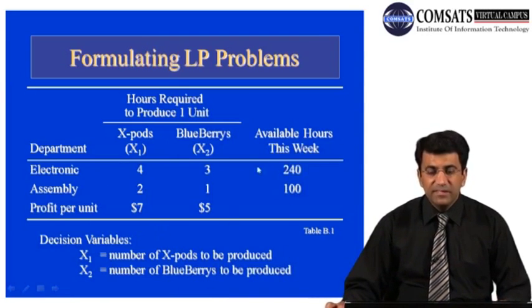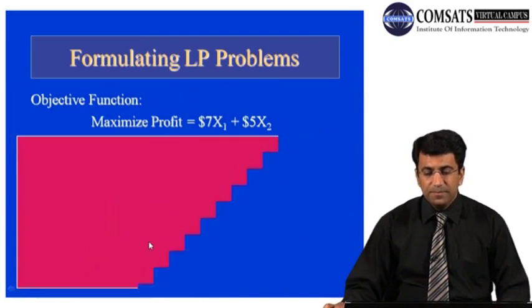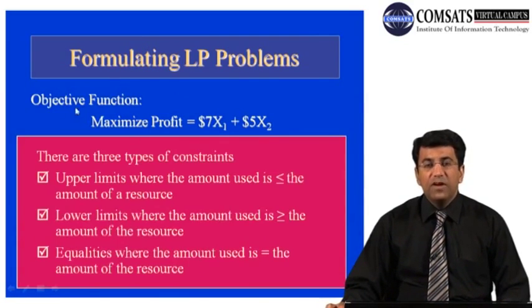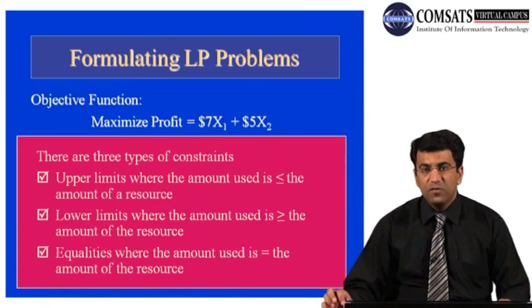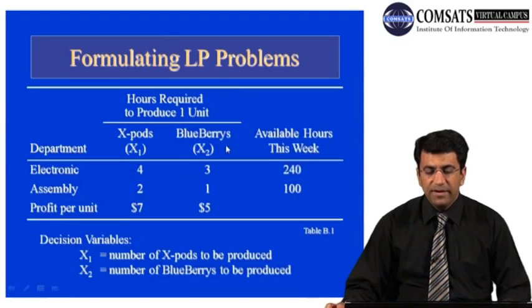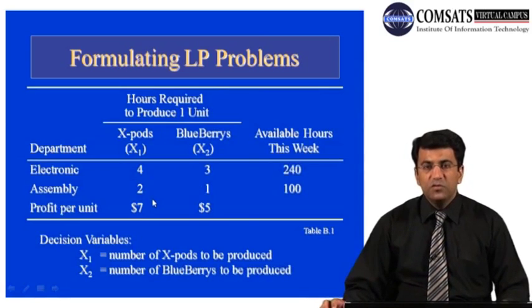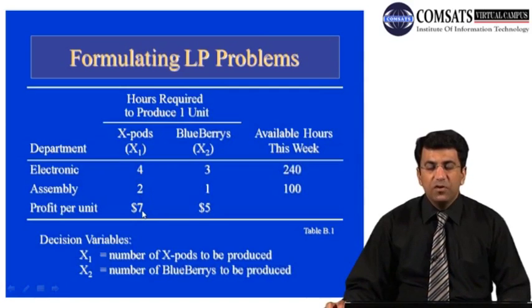And after analyzing this table, what is the next step? Now we should be able to define the objective function. As I told you, the objective function definition is the first and foremost requirement of linear programming. Now the maximized profit function is equal to 7x1 plus 5x2. How do you formulate this profit function? Let's discuss that table again. If you are able to produce 1 unit of exports, then there will be $7 profit.